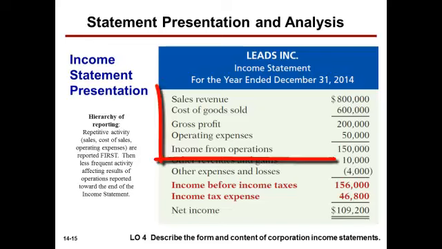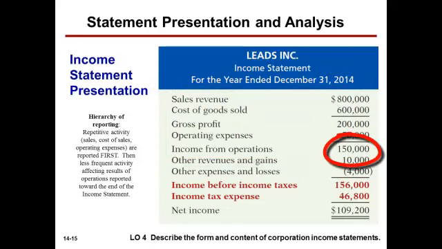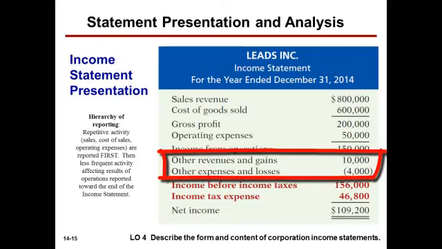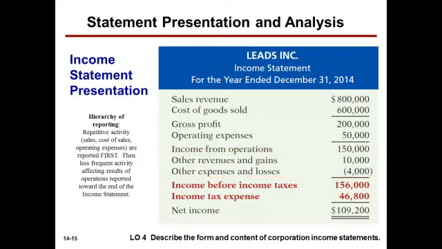The items reported at the top are repetitive activity. Daily sales, cost of goods sold, operating expenses, coming down to a subtotal, income from operations. This is what an investor would look at closely to see the trends of income from operations. Other items lower down in the income statement, other revenues and gains, other expenses and losses, are less frequent and therefore not necessarily expected to recur every period. They are therefore reported lower in the income statement.